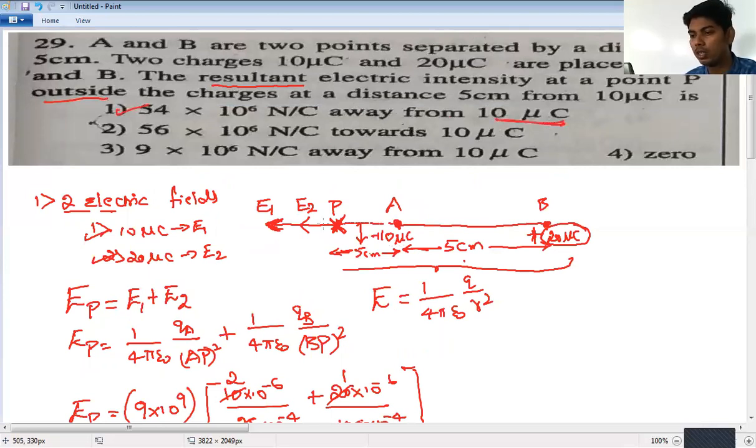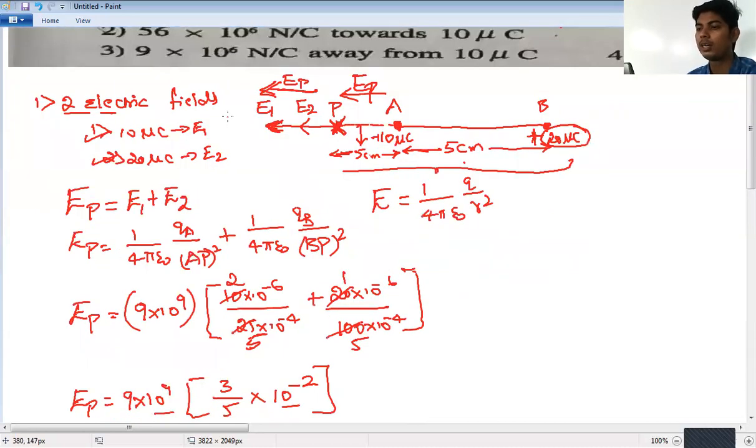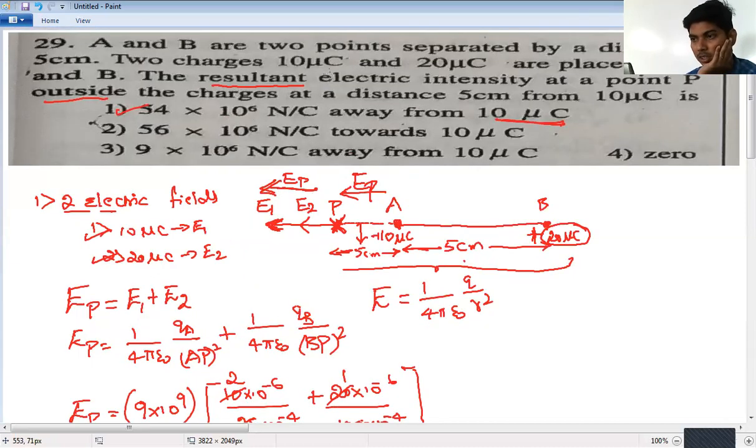Direction is also given. See, both the electric fields are acting in the same direction, so the net electric field at point P, that is EP, should also be acting in the same direction. That is, the resultant electric field is acting away from 10 microcoulomb charge. Right? So this is the electric field at point P due to the system of two charges, 10 microcoulomb and 20 microcoulomb. This can be very easy.